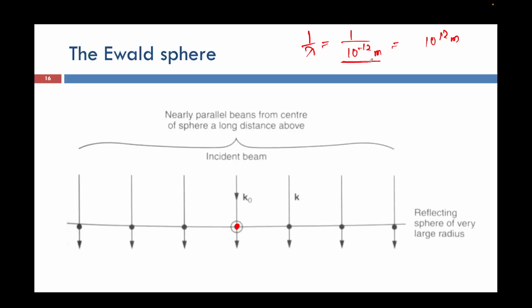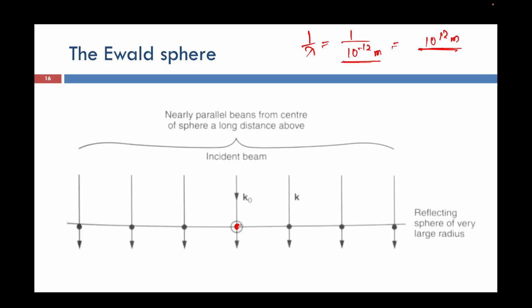Why 10 to the minus 12 meter? Because the wavelength of the electron is in picometer. So the radius of the Ewald sphere is 10 to the power 12 meter. You can imagine how big that sphere is. If you know the radius of the Earth, you can make that comparison. So this is the radius of the Ewald sphere.